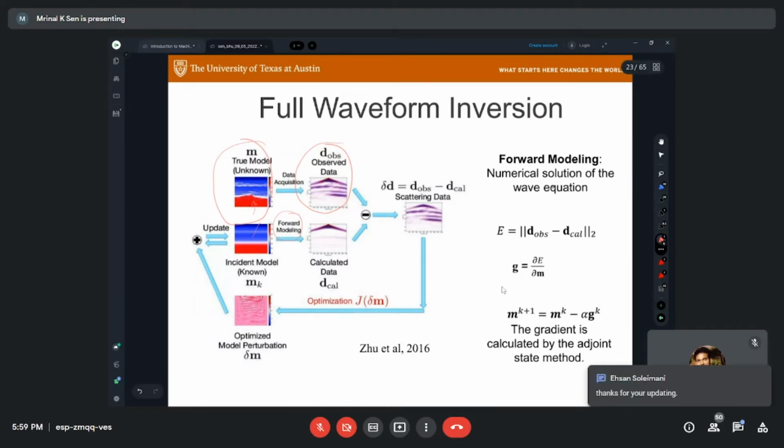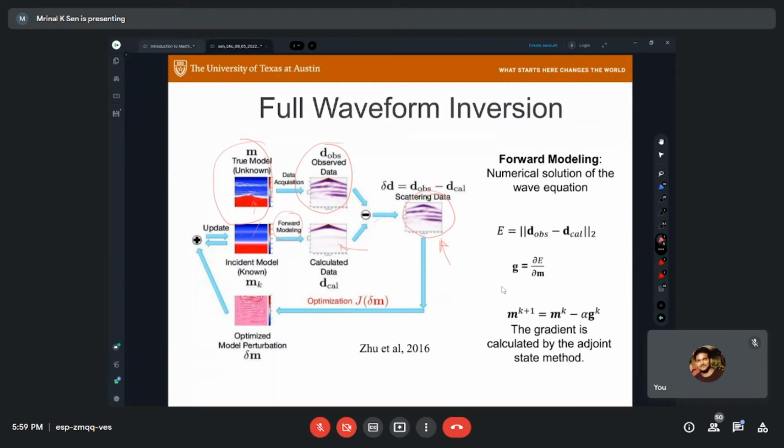So we take the difference, and then we take the help of this residual to come up with a correction to this model. And we add that correction and we go through this loop until our predicted data matches our observed data. Is this clear? Because this is the most important part that you need to understand.